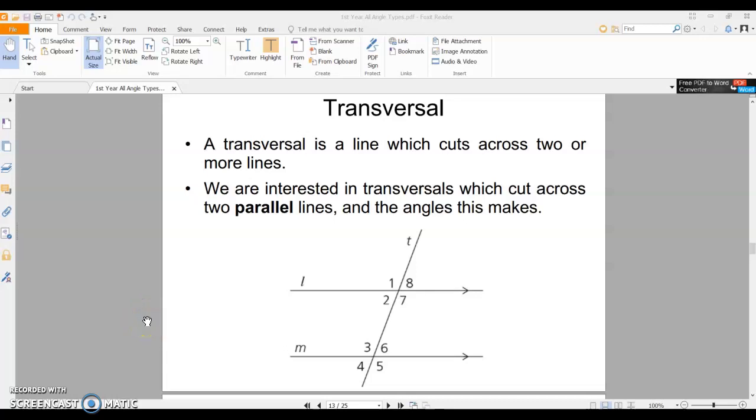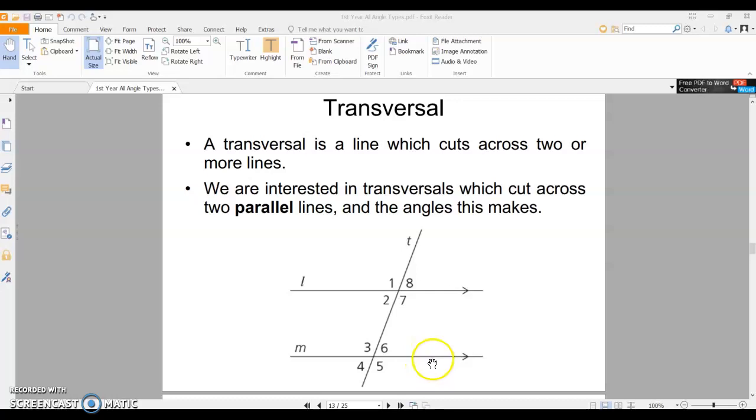All right, so what I'm going to look at today is all the angles which are created when a transversal cuts across two parallel lines. Okay, so a transversal is just a line which cuts across two or more lines. So in that diagram there, T is the transversal. It cuts across L and M.